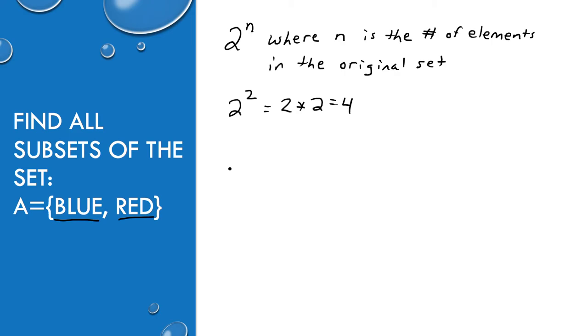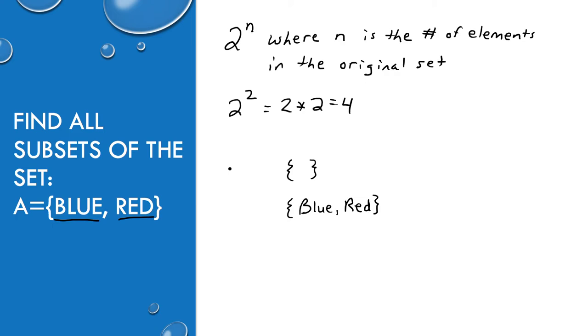Okay, so let's see if we can list them out. Every time you work a problem and you're trying to find subsets, you are always going to have the empty set as one of your subsets. And you will also always have your original set, the set that looks just like the problem does, blue and red. So that's 2 of the 4 that I'm expecting.